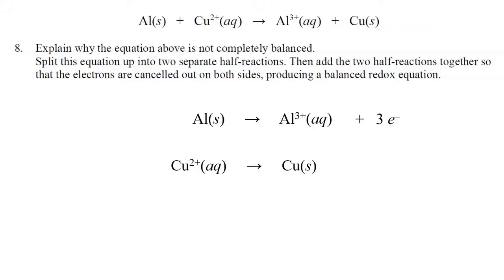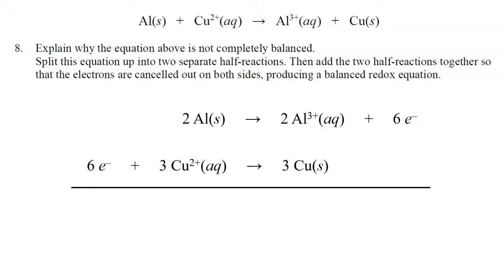And then reduction is the gain of electrons. So for the copper half reaction, I'm going to put 2 electrons on the left. Again, I'm trying to balance the overall charge. Now, when I add the 2 half reactions together, I need the electrons to get canceled out. And the least common multiple of 2 and 3 is 6. So to get 6 electrons on both sides, I'm going to multiply the aluminum half reaction by 2. And I'll multiply the copper half reaction by 3. And when I do that, I will have 6 electrons on opposite sides. So I can cancel them out.